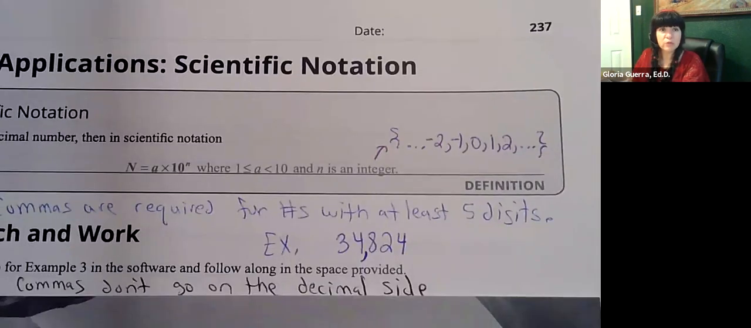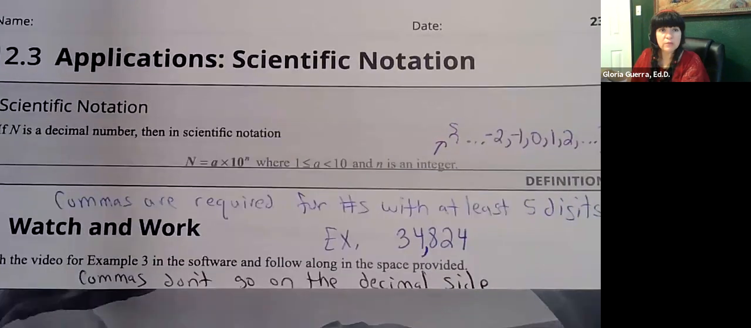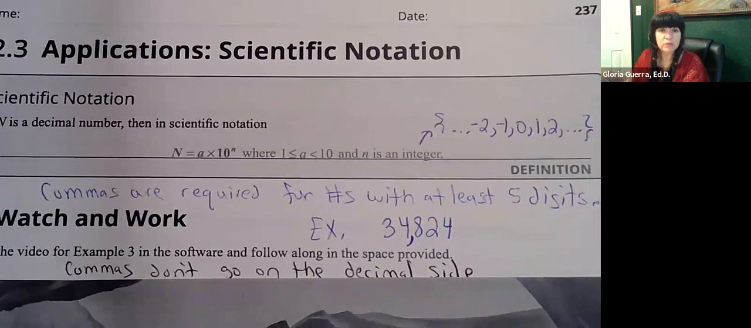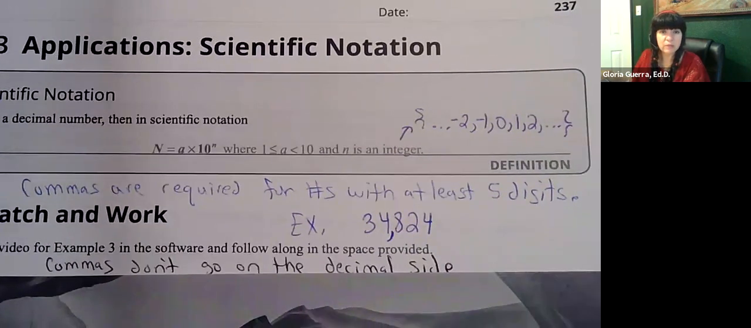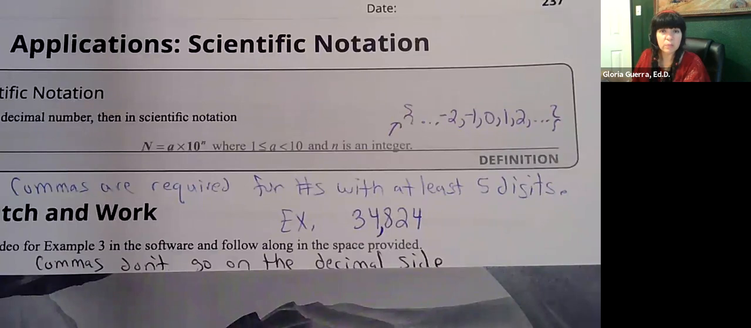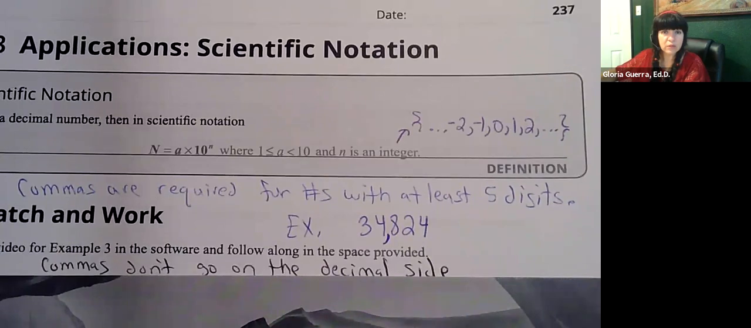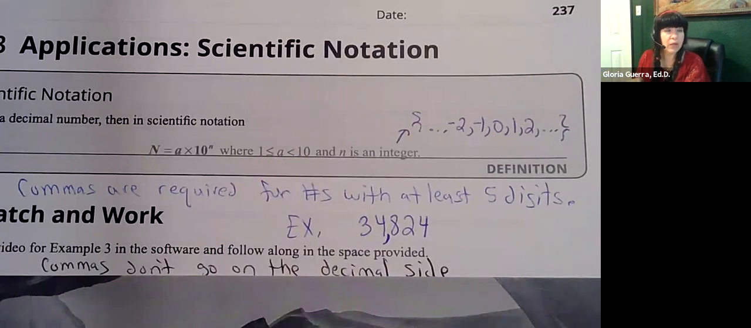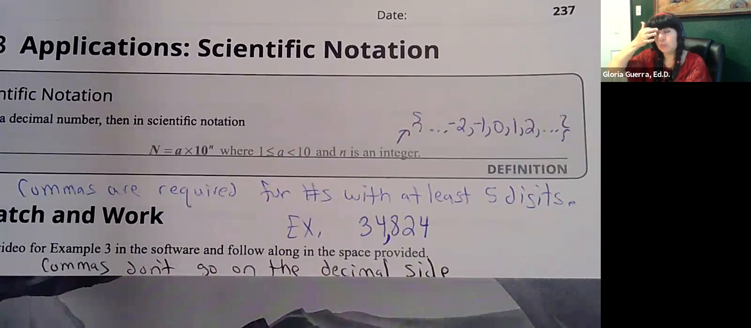Application of scientific notation. So if N is a decimal number, then in scientific notation, capital N is equal to a times 10 to the n, where a is a number pretty much between 1 and 10. It can actually equal 1. See, it has that underscore. So we have less than or equal to, but it has to be less than 10. So it can approach it like 9.9, 9.95, 9.999. It just can't actually reach 10. It approaches 10. And n is an integer.